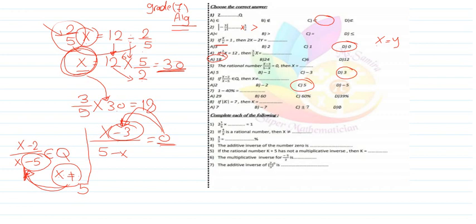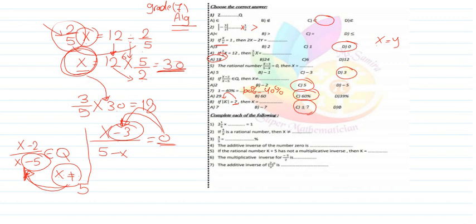Now 1 minus 40 percent. 1 means 100 percent. Minus 40 percent, so it will be 60 percent. Absolute value, we make the negative positive. So this is 7, then x or k is 7 or negative 7.